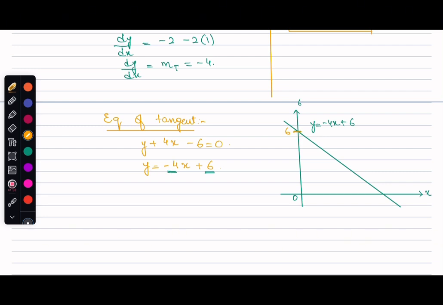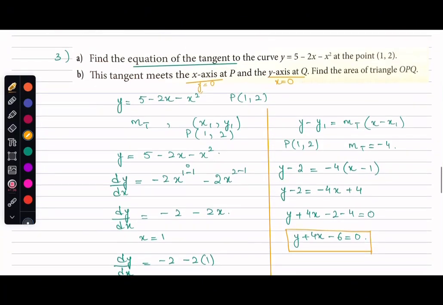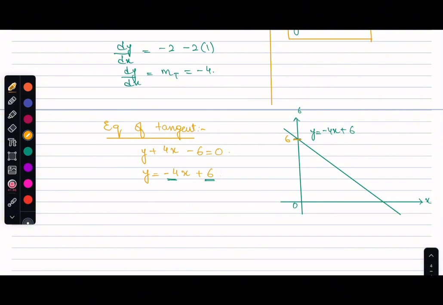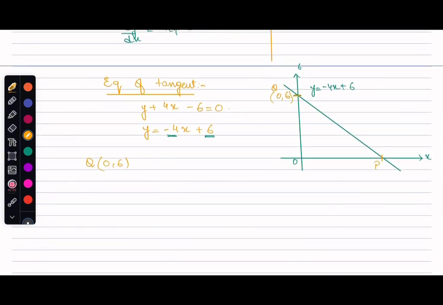So, the question said that the tangent was meeting the y-axis at Q. So from here, I should have the Q coordinates as 0 comma 6, and then it was meeting the x-axis at P. So I know the coordinates of Q, it's 0 comma 6, and it's meeting the x-axis at P. So at the x-axis we know that my y should be equal to 0.